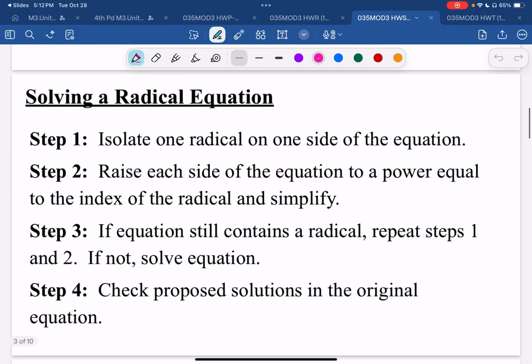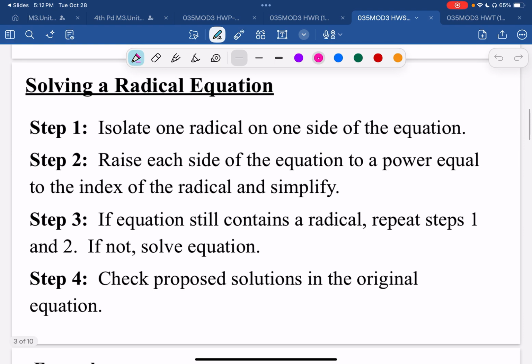So here are our steps to solving. The first thing we want to do is isolate one radical on one side of the equation. In most cases, there's only going to be one radical, but sometimes you'll have more than one. But we always want to start by isolating one radical on one side of the equation. Then our next step is going to be to raise each side of the equation to a power equal to the index of the radical.